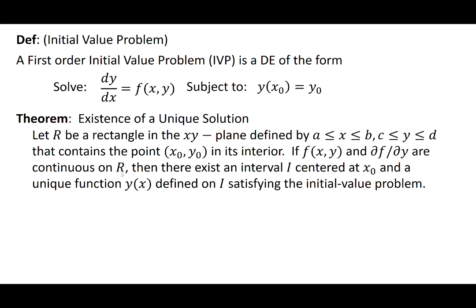Then you are guaranteed that there exists an interval I centered at x sub 0 and a unique function y of x defined on I satisfying the initial value problem. So surrounding that x sub 0, there is an interval over which you are guaranteed to find a solution. That I may very well be your a to b, that interval a to b. But it could be a subset of that interval.